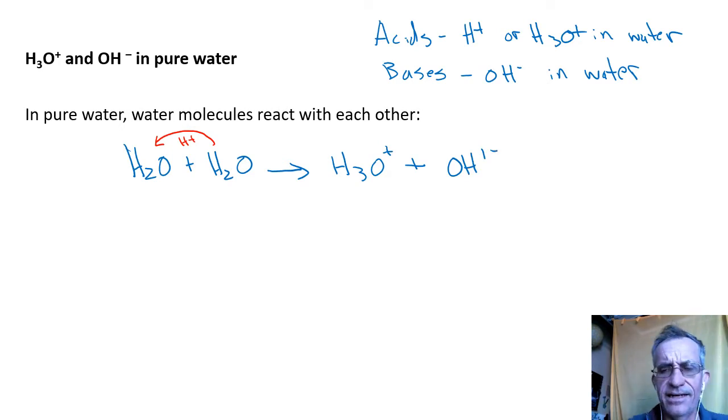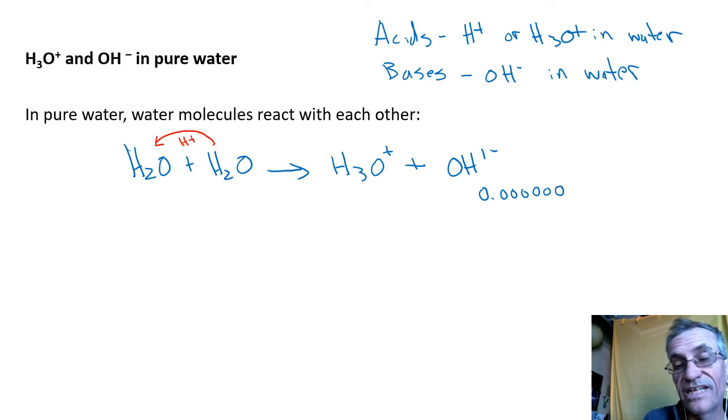Again, it doesn't happen a ton. It happens a little bit in any cup of water. And when I say a little bit, I mean a real little bit. So typically in lab, we might have a 1 molar solution or a 2 molar solution. When this reaction happens, the amounts we make of these ions are extremely small. Like the amount of OH you get is 0.0000001 molar. That's the concentration of OH that forms.